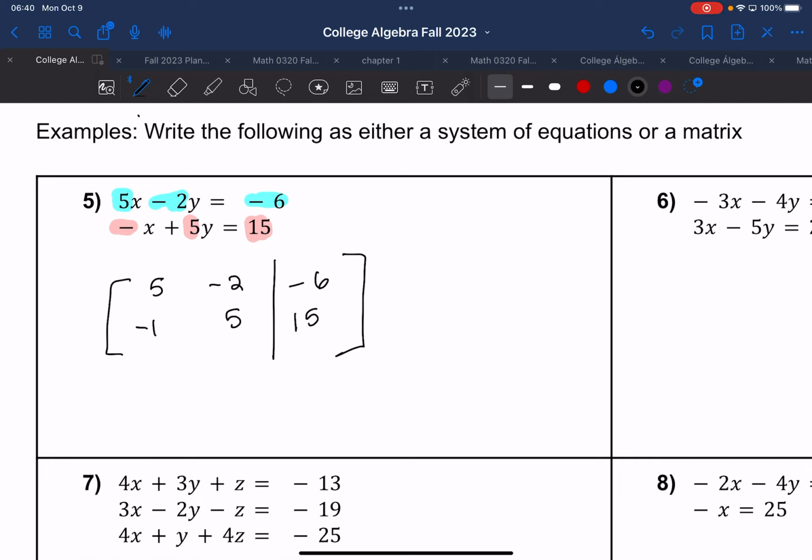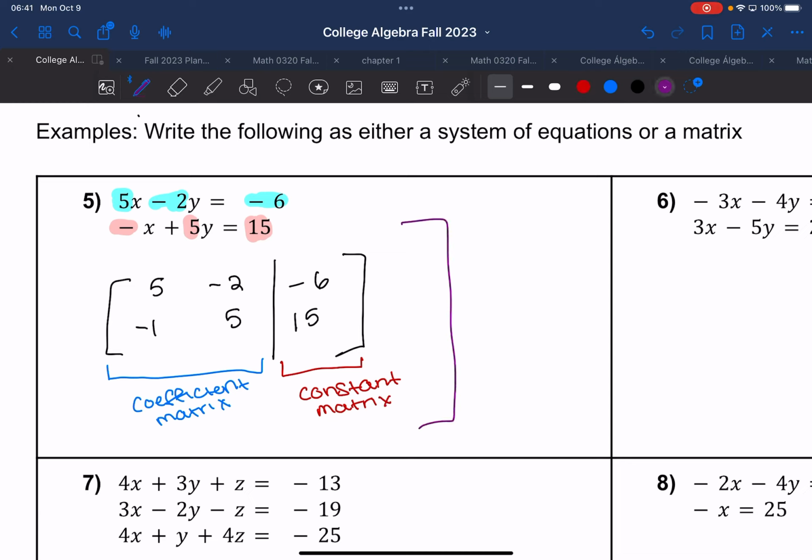So when we go back up to the definitions, this is what I was talking about as a coefficient matrix, because it's the numbers that are attached to those variables. And then a constant matrix, just the numbers that they are equal to. Which means this whole thing is called an augmented matrix.